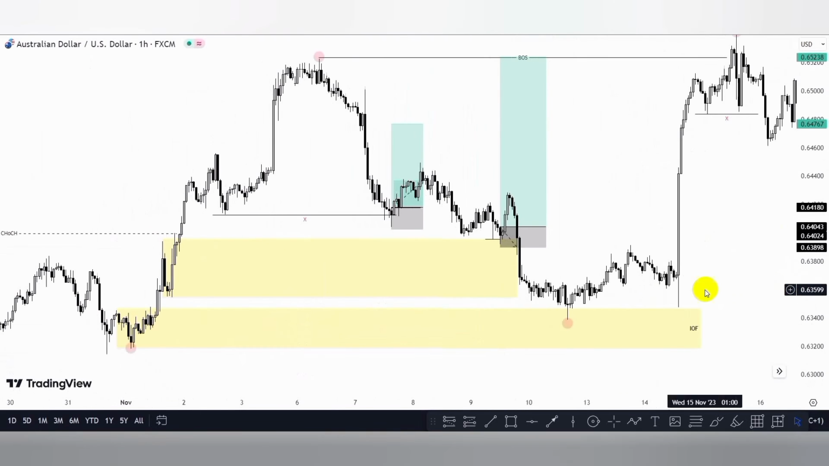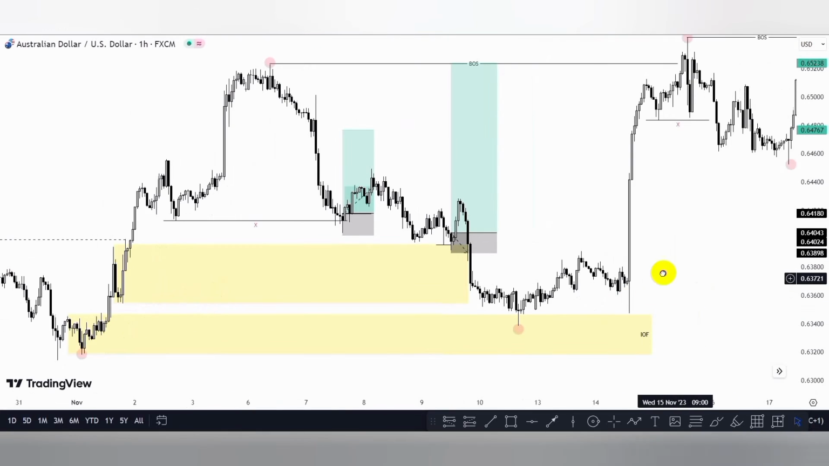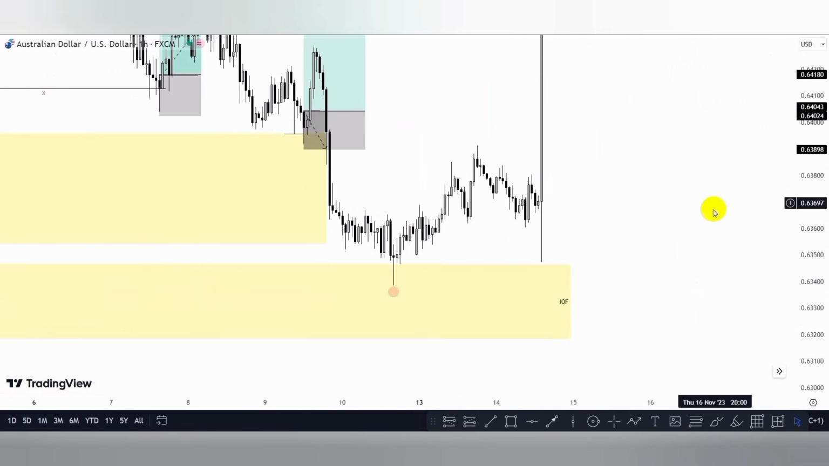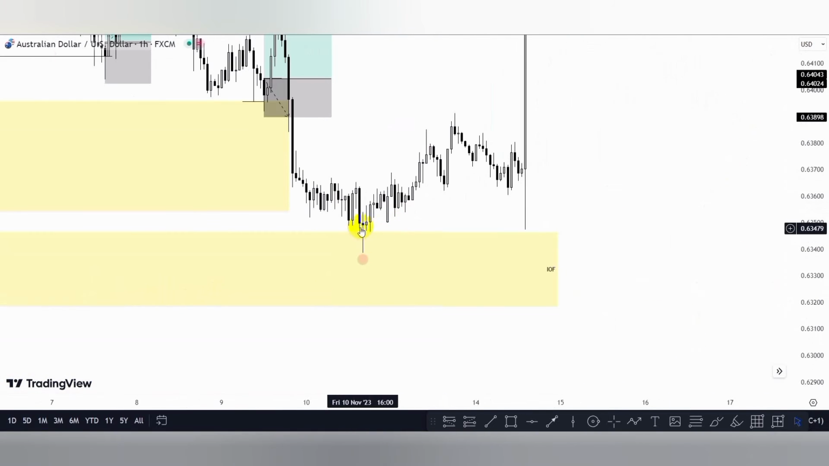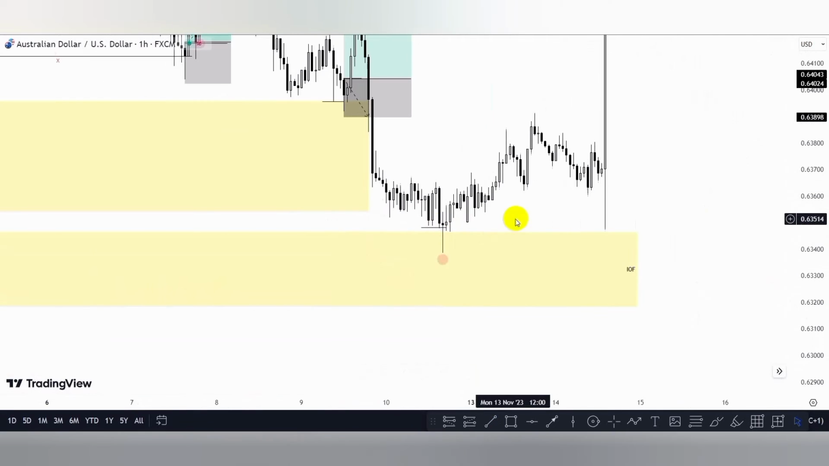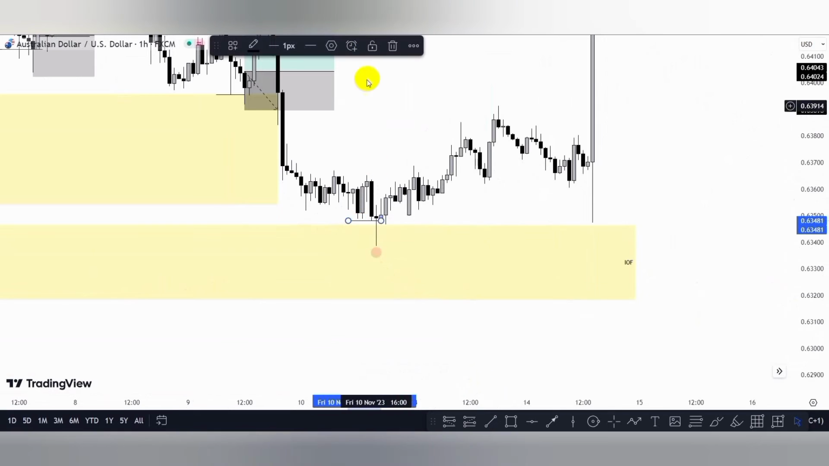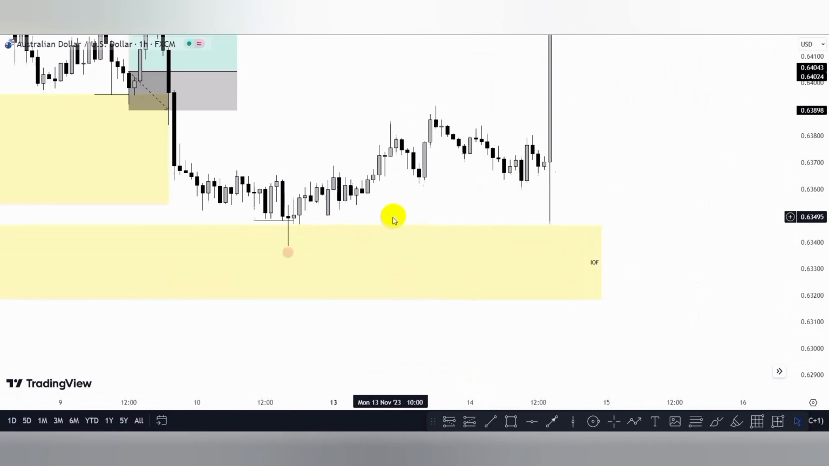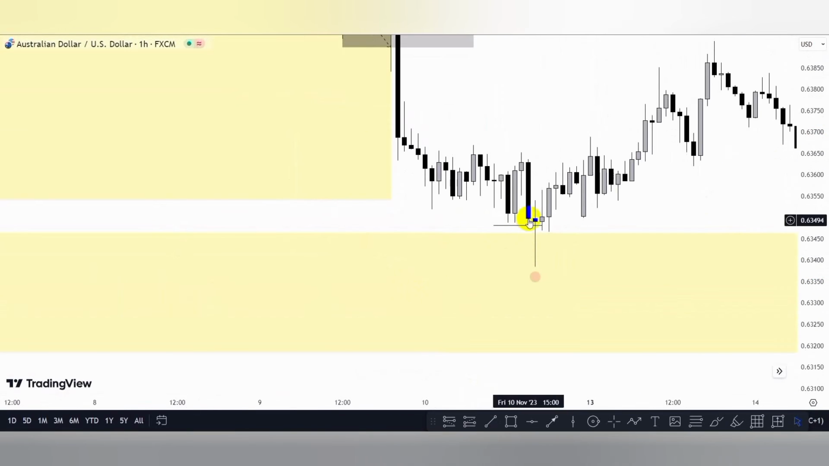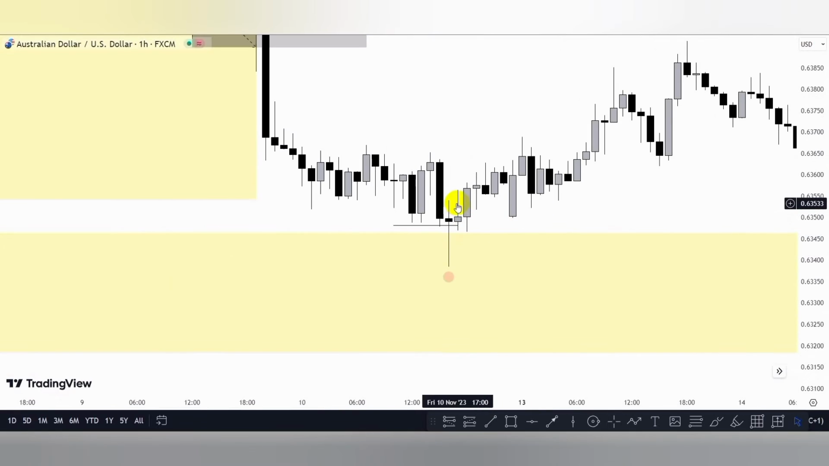So now you can see price mitigated the IOF zone. And now price gave us this candle. This candle swept the low of the previous candle here. And now you would see we have a push of price to the upside. But then the next candle did not close above the wick of this candle.